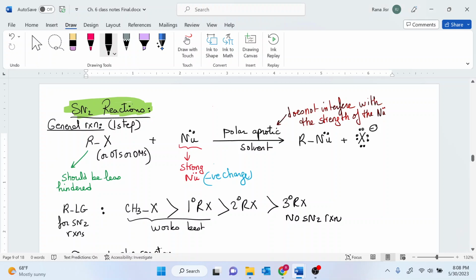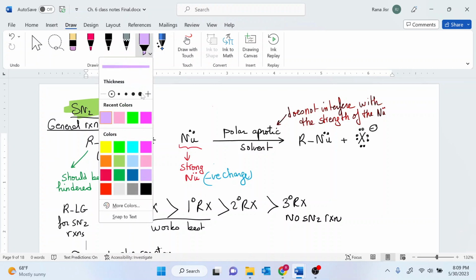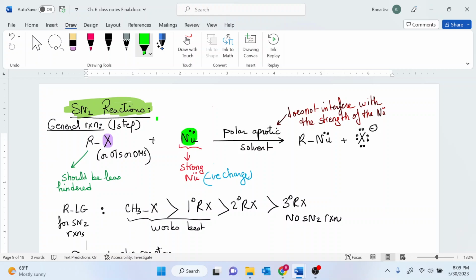So let's consider the following SN2 reaction. First of all, it is a substitution reaction because I am substituting the leaving group by the nucleophile. So what I'm doing here is that I am breaking the sigma bond between the sp3 hybrid carbon and the leaving group. The leaving group can be either a halogen, as we mentioned, or OTs or OMs.